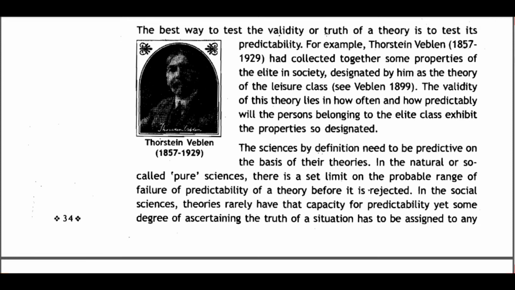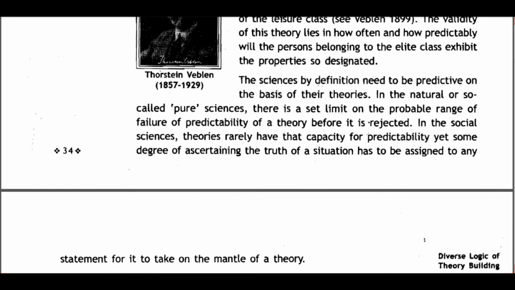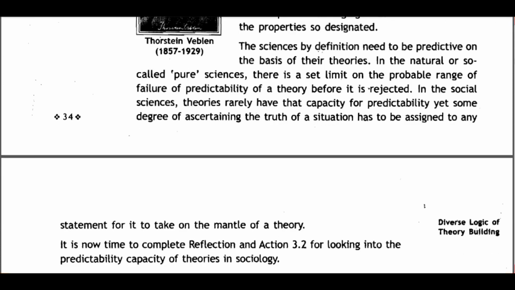The best way to validate the truth of a theory is to test its predictability. For example, Thorstein Veblen had collected together some properties of the elite in society, designated by him as the theory of the leisure class. The validity of this theory lies in how often and how predictably the persons belonging to the elite class exhibit the properties so designated. The sciences by definition need to be predictive on the basis of their theories. In the natural or so-called pure sciences, there is a set limit on the probable range of failures of predictability of a theory before it is rejected.